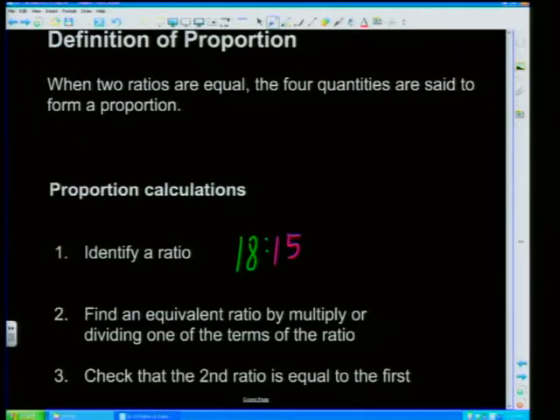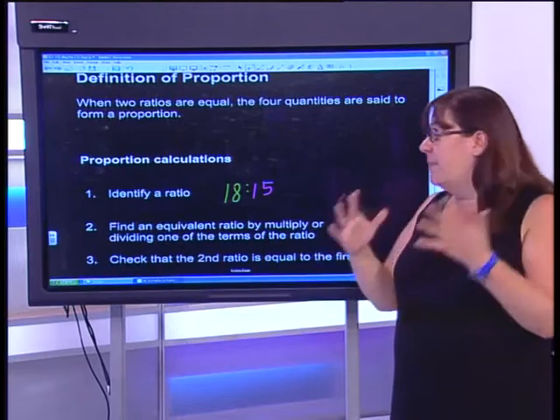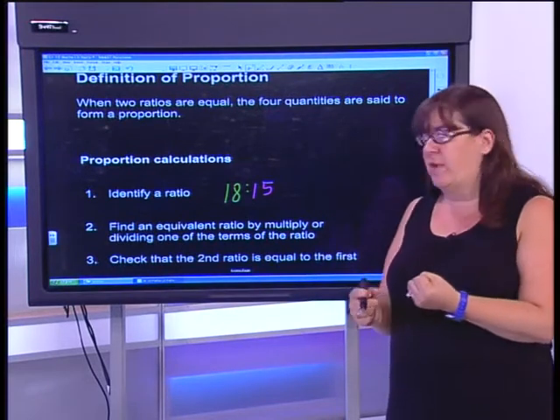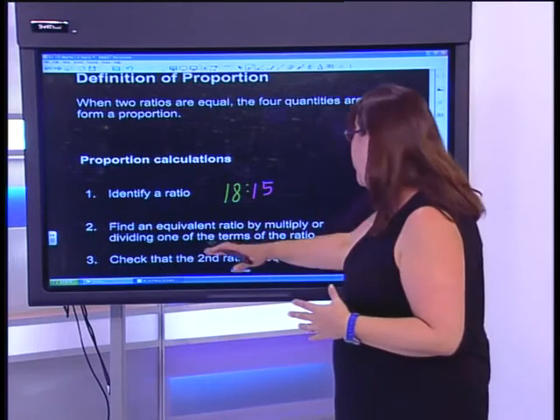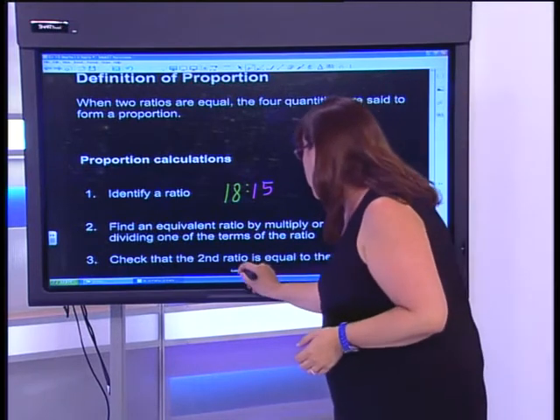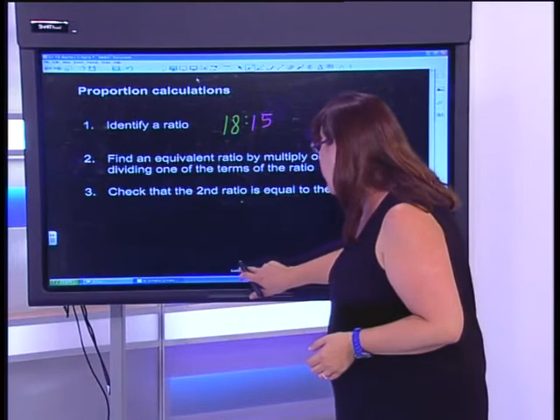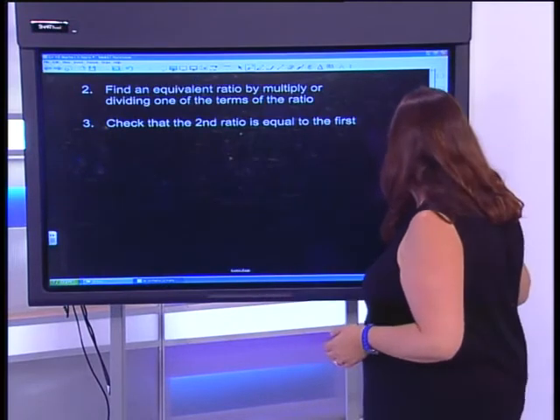We need to find an equivalent ratio by multiplying or dividing one of the terms of the ratio. Now this sounds also very confusing, so I think we need to actually do an example and then check if it's equal. So let's find some space and let's look at this as an example.